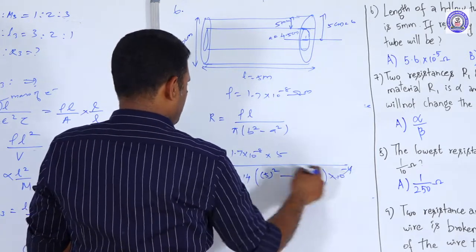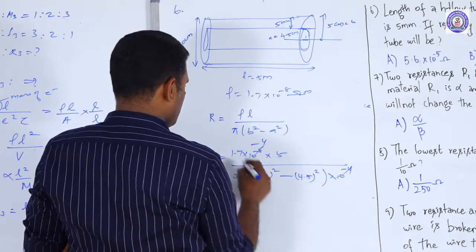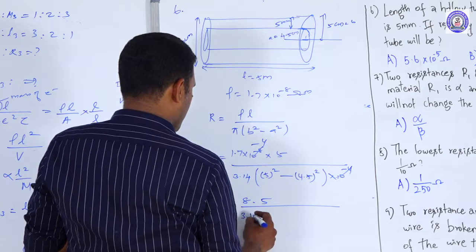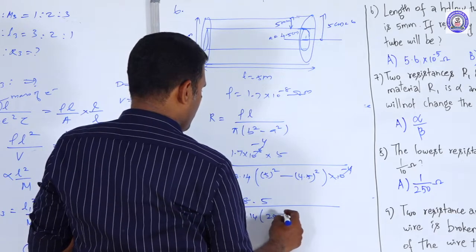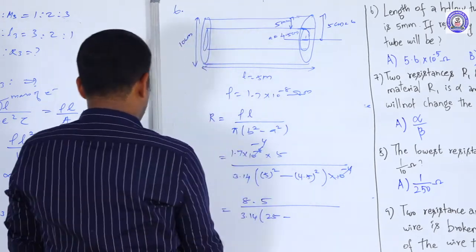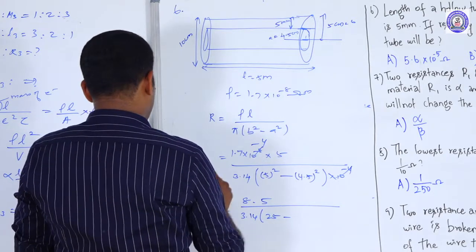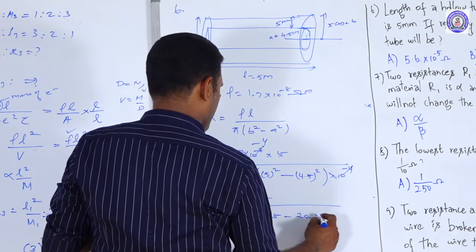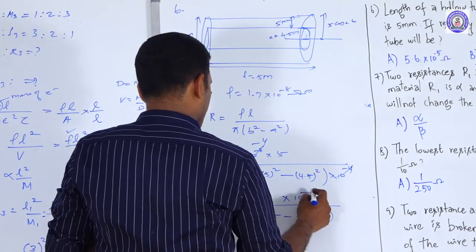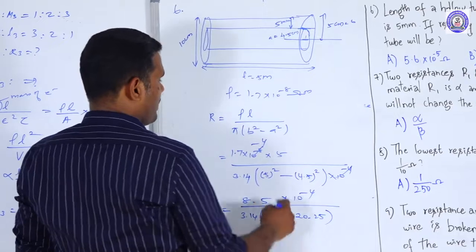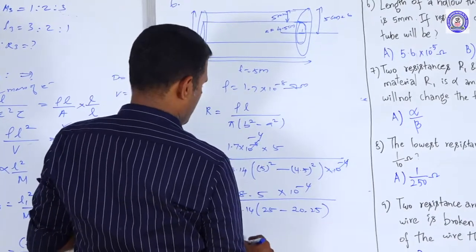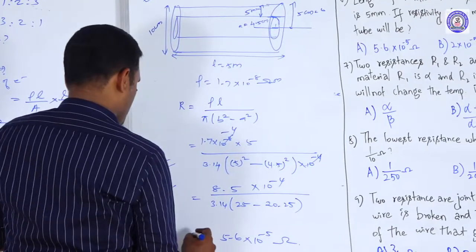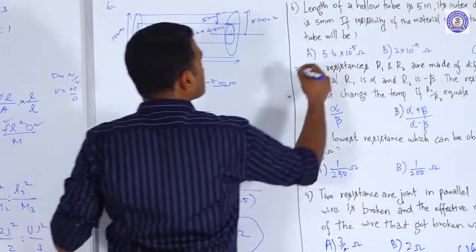This is 10 power minus 4, 5, 8.5 divided by 3.14 into 25 minus of 4.5 into 4.25, 20.25 into 10 power minus 4. On simplifying this value, we will get 5.6 into 10 power minus 5 ohm. This is the resistance of this.